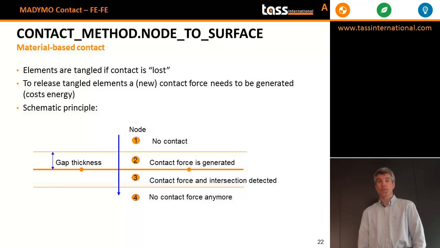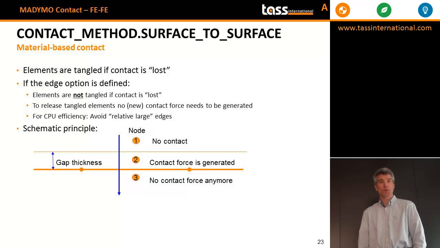After that, if it is beyond the gap thickness, let's put it simple because in real it's slightly more complicated, there is no contact force applied anymore. And in this situation you have tangling. That means that the node has to generate a lot of energy to go from 4 to 1 again.